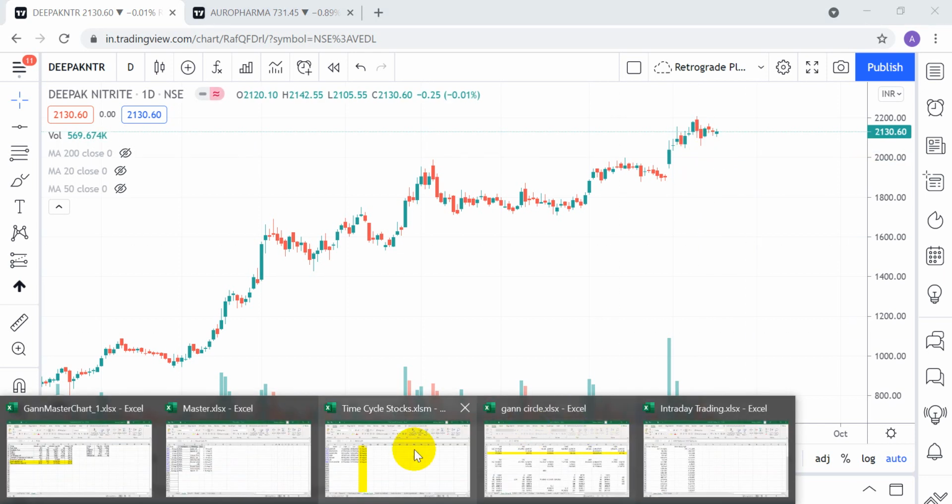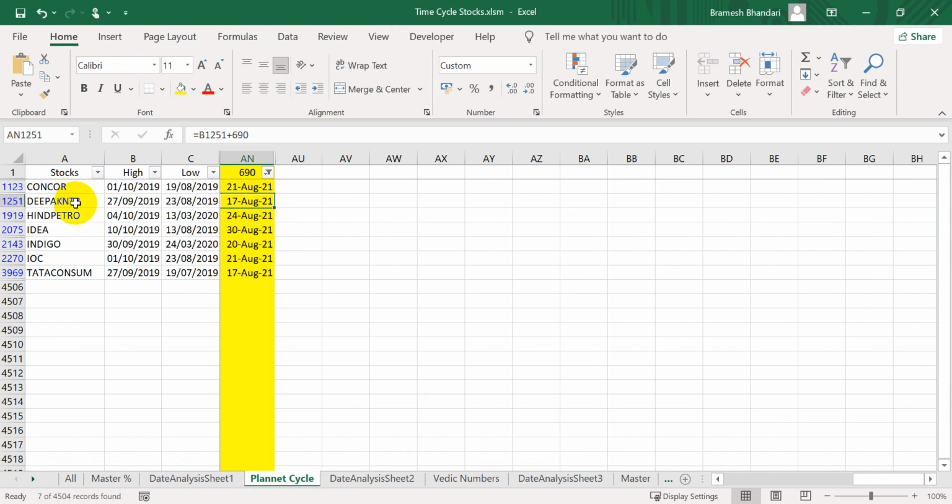These are the stocks which you can track for the next few days: Hind Petro, Idea, Indigo, IOC, Tata Consumer. Tata Consumer also is 17th August, which is today. That is how we use these simple techniques to find important price and time levels.